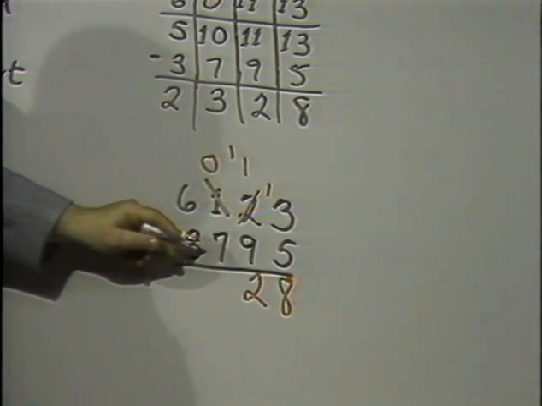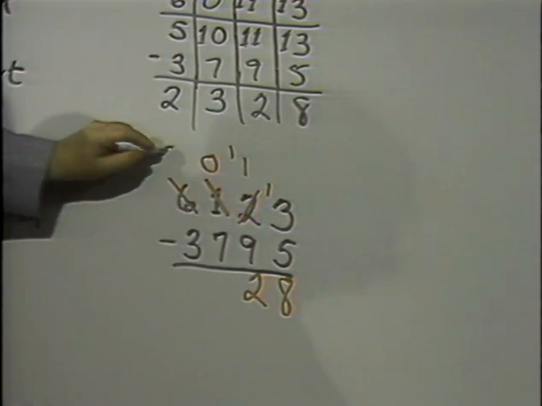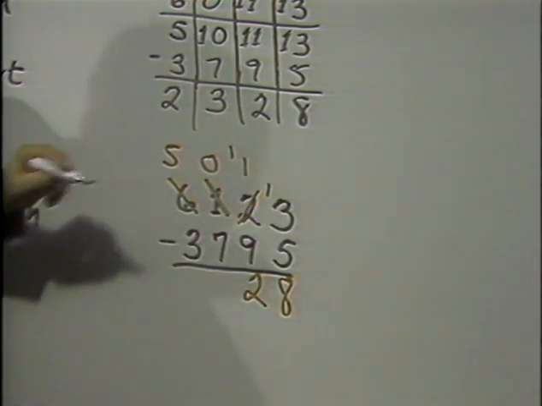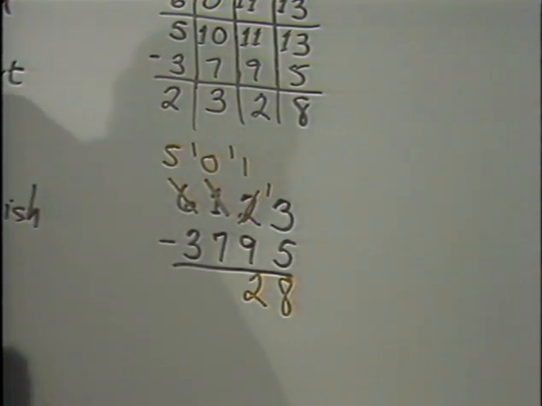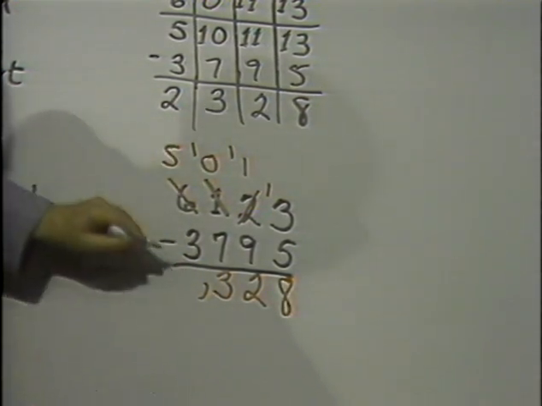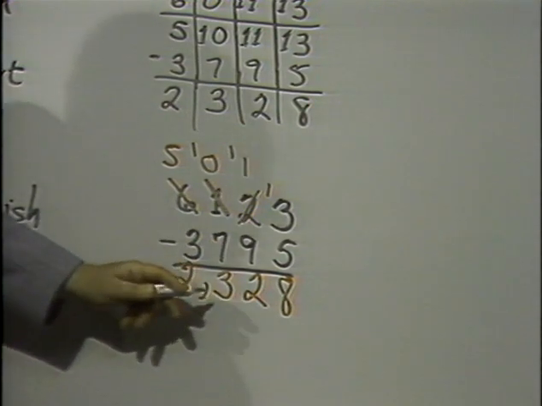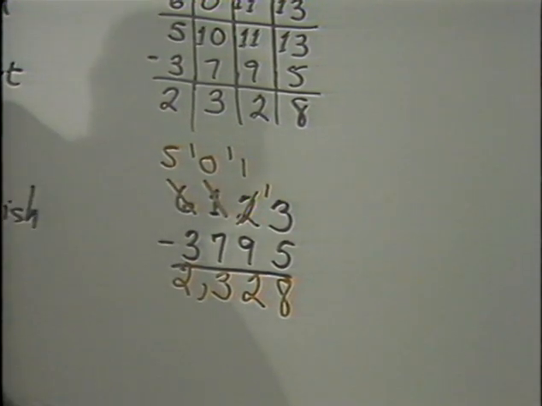Then we come to the hundreds place. We say, well, we can't take 7 from 0, so I'll take one of my thousands, leaving me with 5. Trade that in for 10 hundreds. 7 from 10 is 3. Then 3,000 from 5,000 is 2,000. And there's the same 2,328 that I got this way.